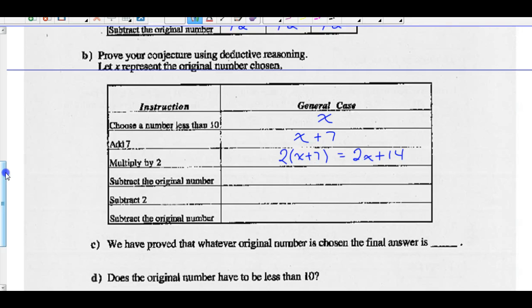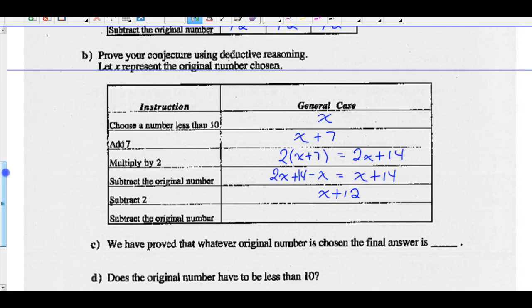And now subtract the original number. So 2x plus 14, and we're going to subtract the original number of x from that. That gives us 1x plus 14. Now subtract 2. So we've got x plus 14, take away 2, gives us x plus 12.